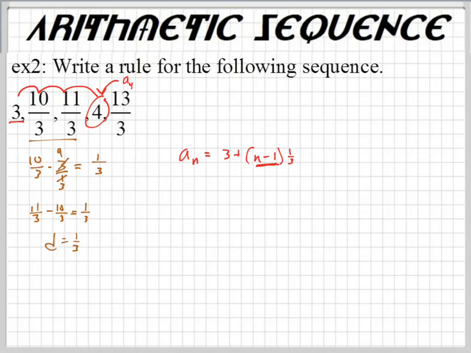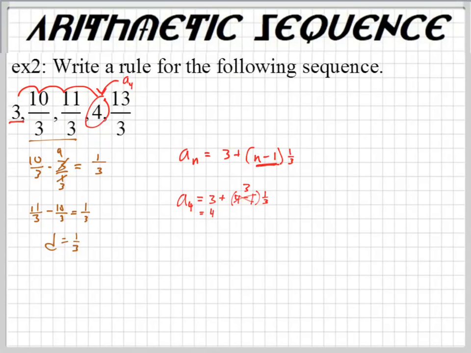Here, let me write it another way. If I am looking for a sub 4 here, I know that I'm supposed to get 4, but I'm just testing it. I have 3 plus, it says n minus 1. What's my n right now? 4. So it's 4 minus 1 times 1/3. Now, 4 minus 1 is 3, and we already decided we needed to add 3 of the 1/3 to get the 4th term, right? There you have it. And so that's going to equal 4.